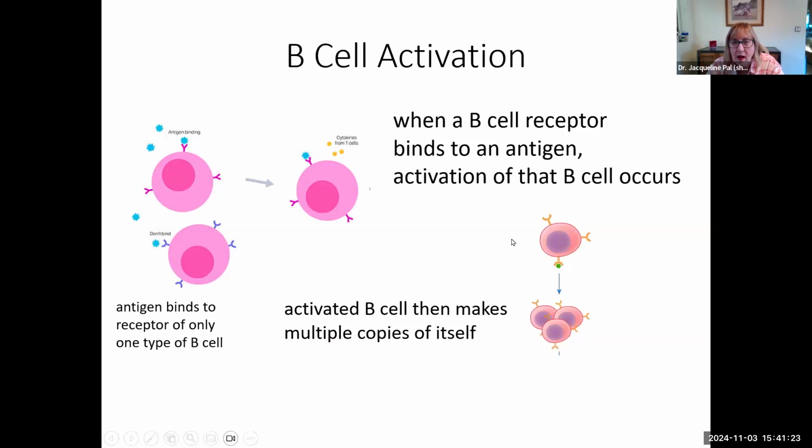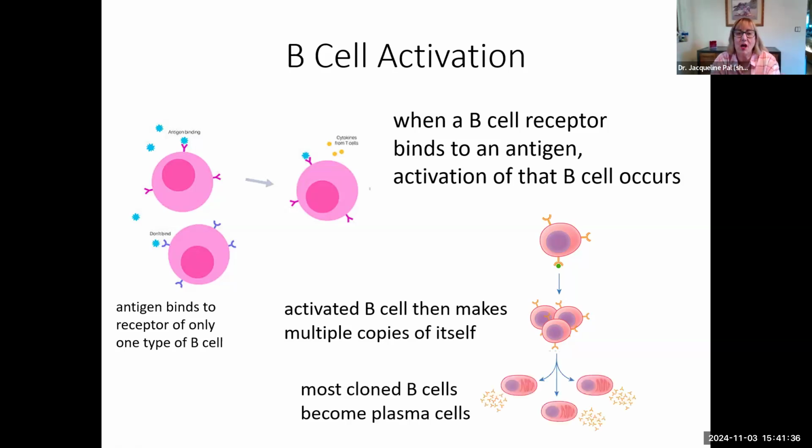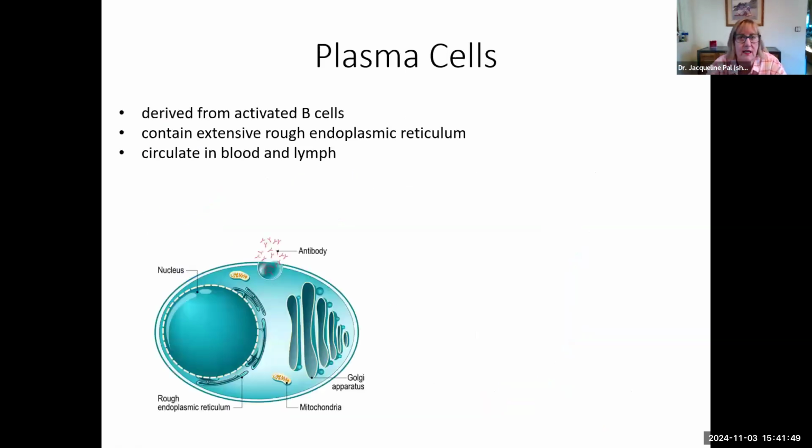Now, once that cell is activated, it's like it's putting its finger on the Xerox machine. It's going to make copies of itself, and that is called cloning. And most of these cloned B cells are going to be cells called plasma cells. So let's talk about what a plasma cell is, and then I'll come back and talk about cloning again.